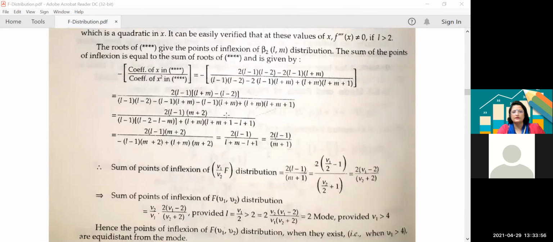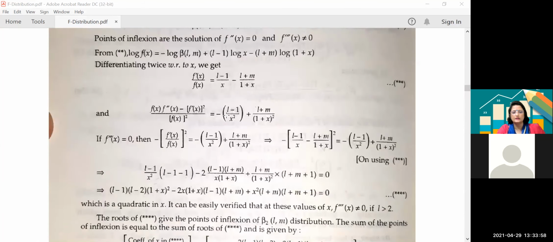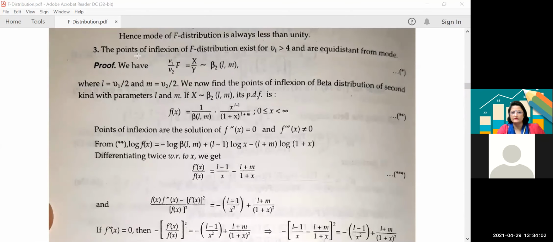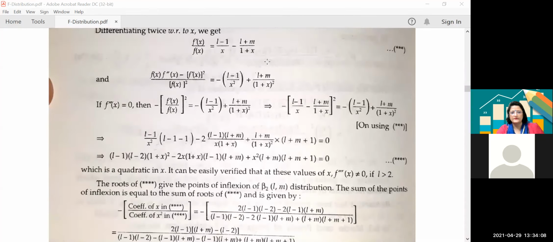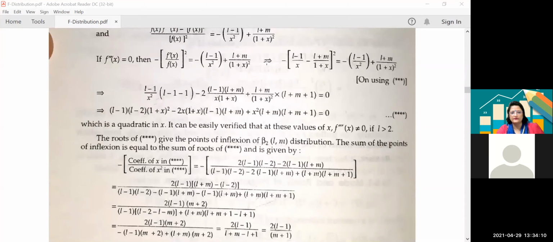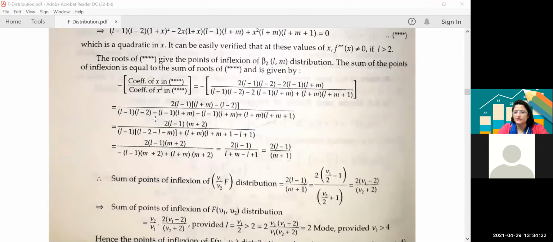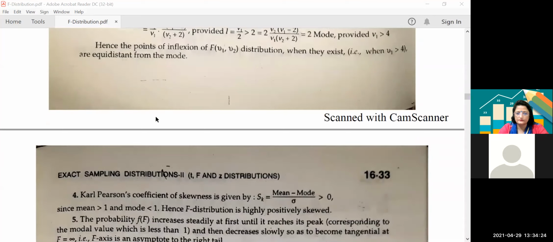So I have just not read the article regarding this. I have just taken the result that the points of inflection are equidistant from mod and they exist for nu 1 greater than 4. So how to find the points of inflection? Beta, you have to take the third derivative. पीछे आपने first derivative निकाला, second derivative mod के लिए, फिर third derivative जब आप zero put करते हैं बेटा, वहां से आपका point of inflection जो है वो check होता है, ठीक है?